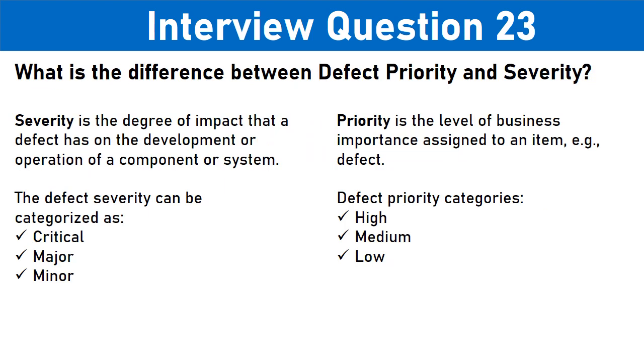Next question is a basic, mostly asked and important question which every tester must know. What is the difference between defect priority and severity? Severity is the degree of impact that a defect has on the system. The defect severity can be categorized as critical, major and minor, whereas priority is the level of business importance assigned to an item, e.g., defect priority categories: high, medium and low.